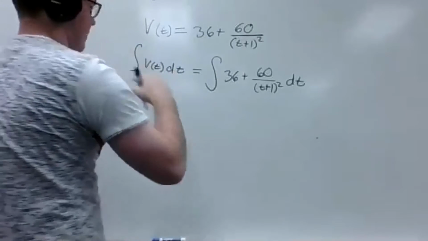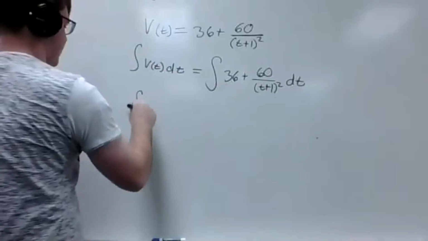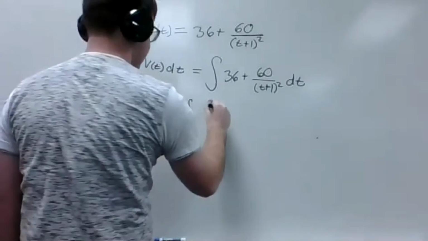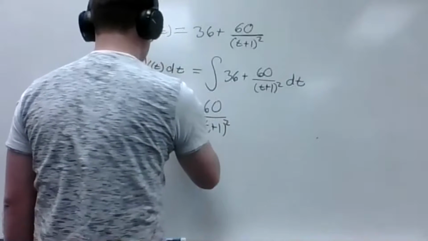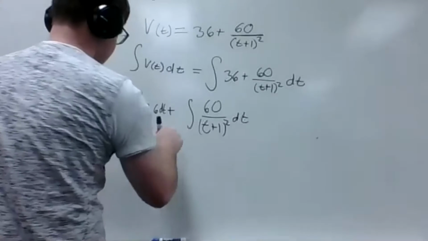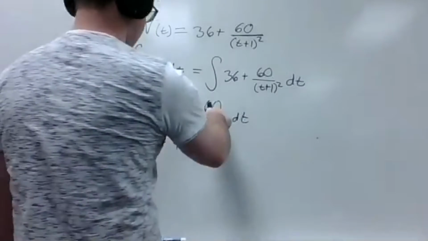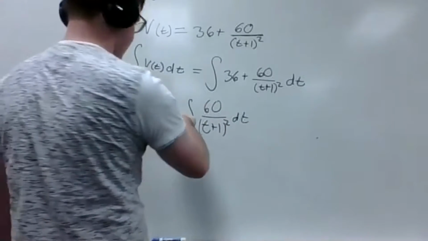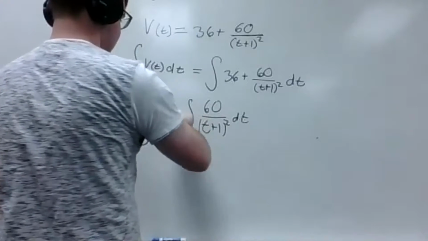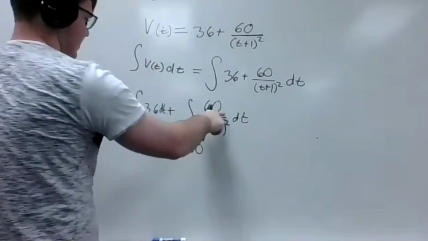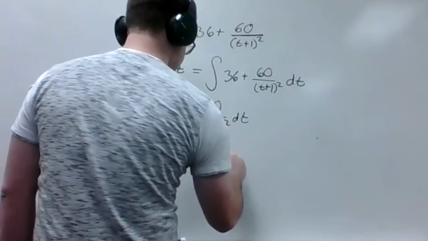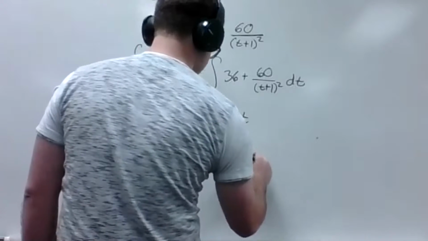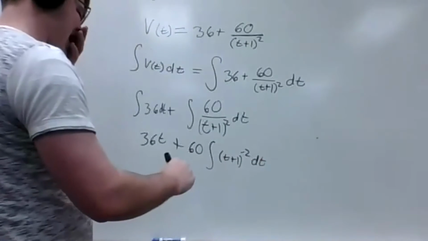All right, so I'm going to separate this into 2 integrals. We have the integral of 36 plus the integral of 60 over (t plus 1) squared, and those will be dt's. This first one's really easy, it's just 36t. And then for this one, we can take the 60 out, since it's a constant, we can take it out of the integral. Then we'll have the integral of (t plus 1) to the negative 2 dt.